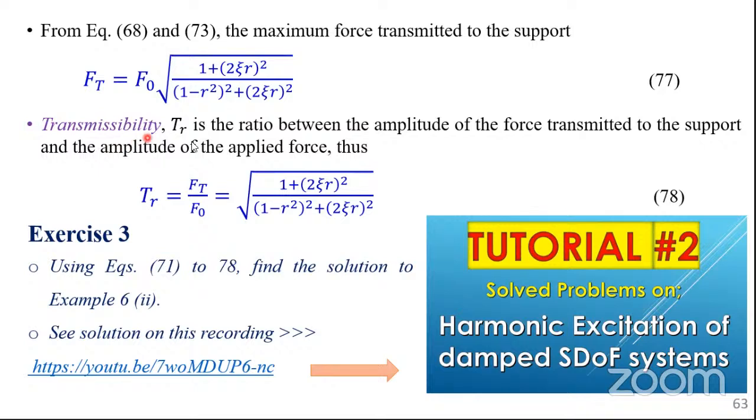And we define a ratio, which we call transmissibility, as the amplitude of the force transmitted to the support over the amplitude of the applied force. So the transmissibility ratio, TR, equals Ft over F naught, equals the square root of that. And now, using equations 71 to 78, you can solve part 2 of our example 6.